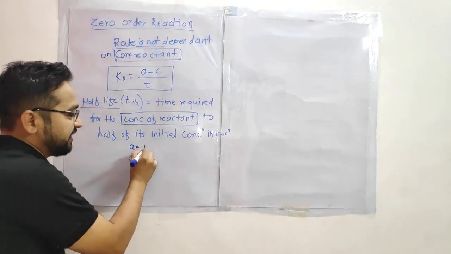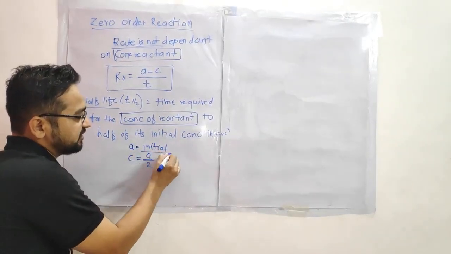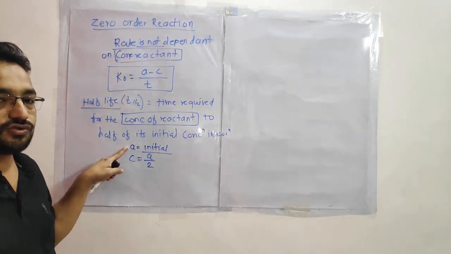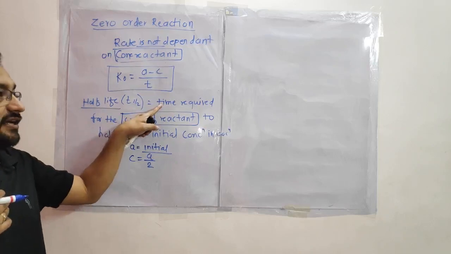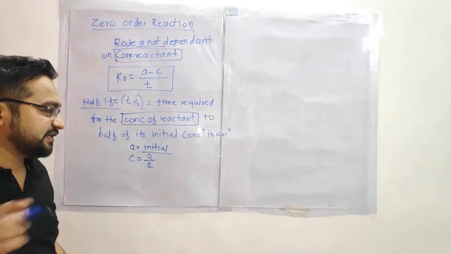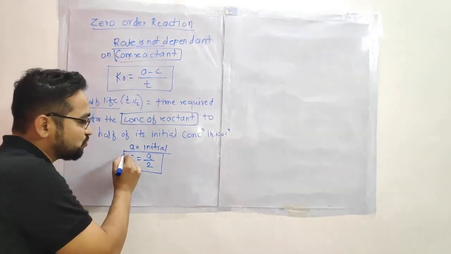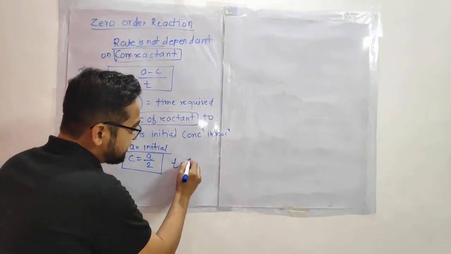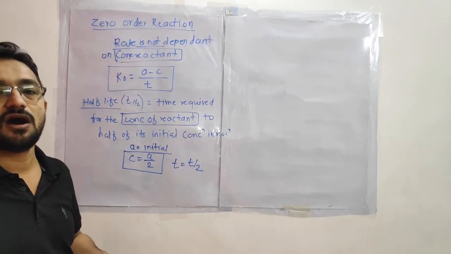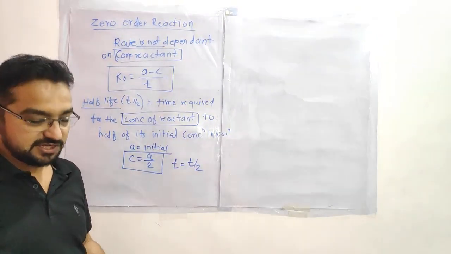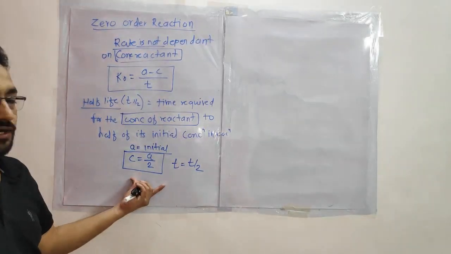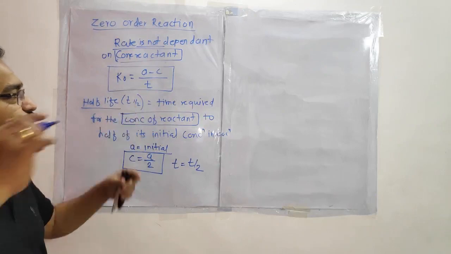A is your initial concentration. So the definition is saying that the time required for the concentration of reactant to become half of its initial concentration will be written as over here. What will be the t? T is nothing but the half. So how much time is required to make the reactant concentration half? It can be written like this. Now substitute this value in your equation number 3.